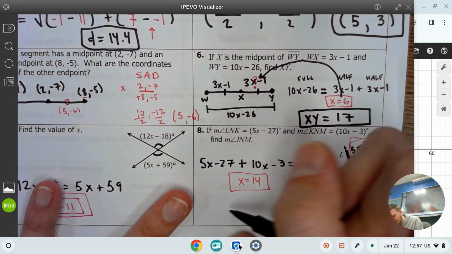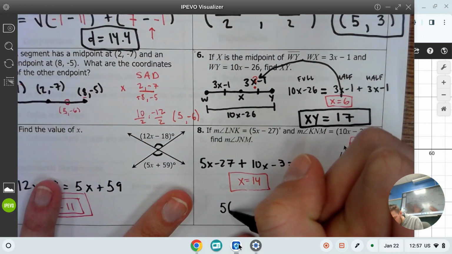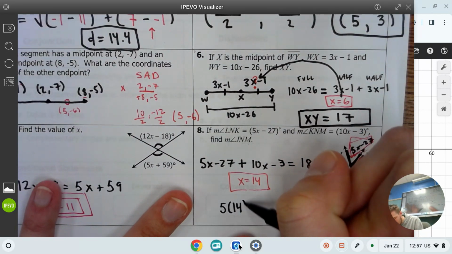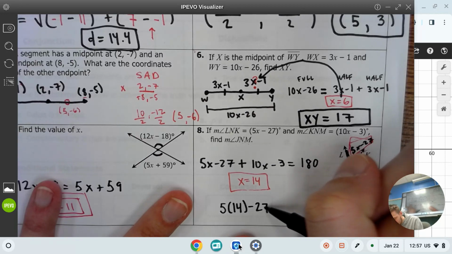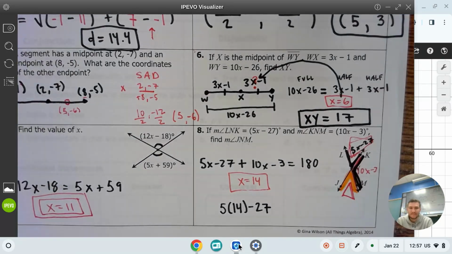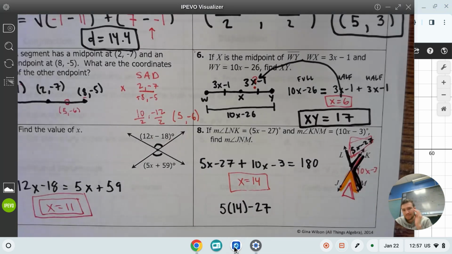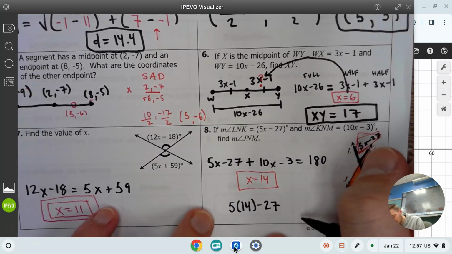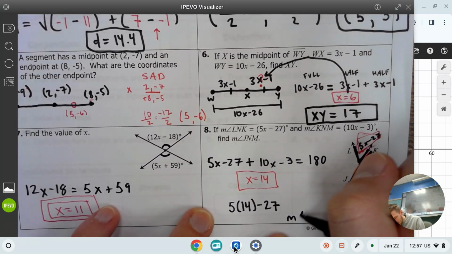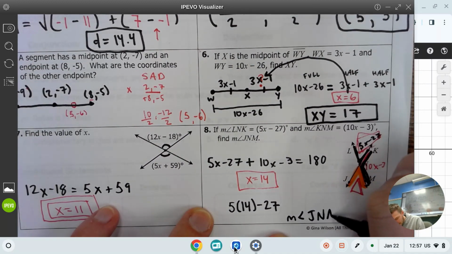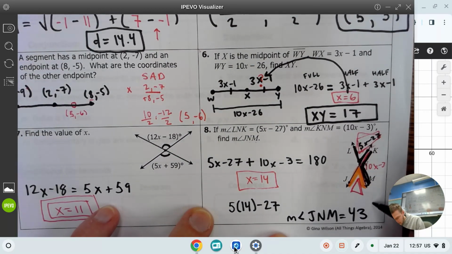All right, the L and K piece is 5x minus 27. Desmos time. 5 times 14 minus 27. 43. Measure of angle J and M equals 43.